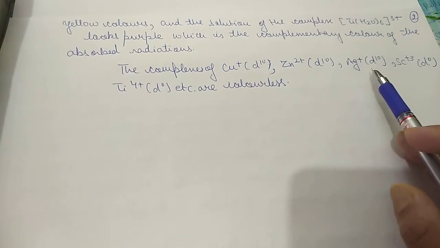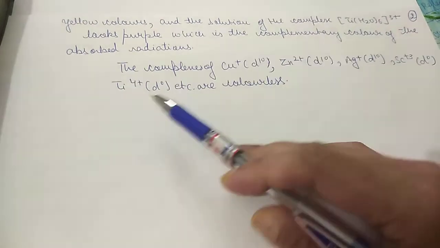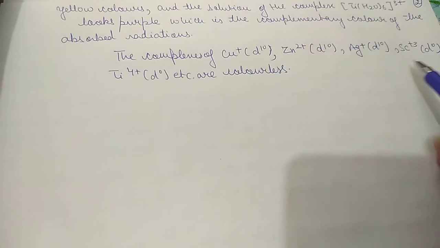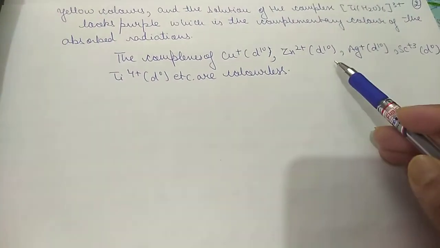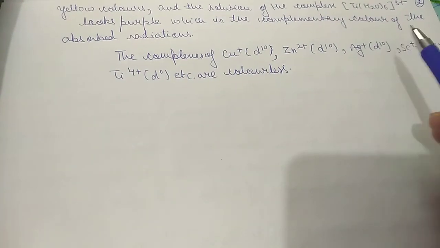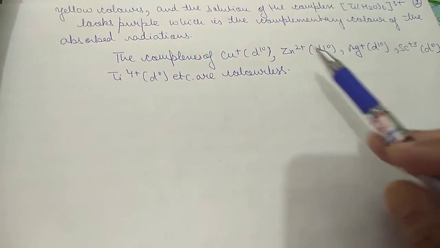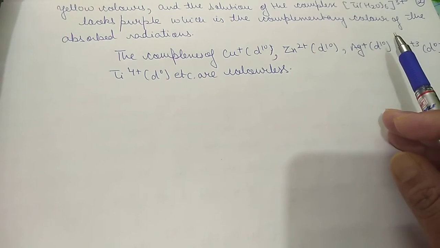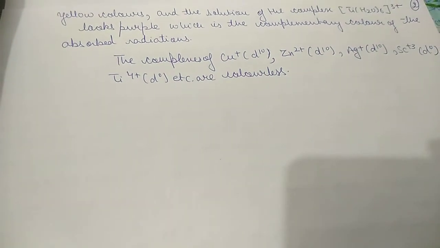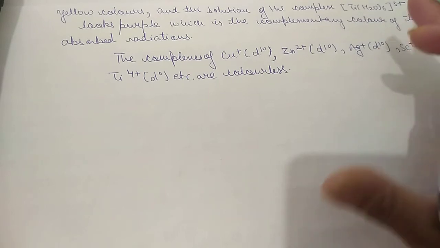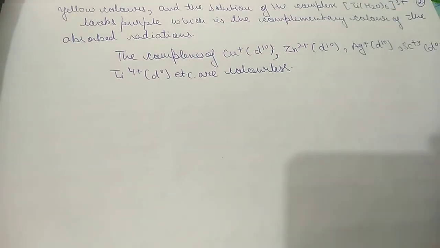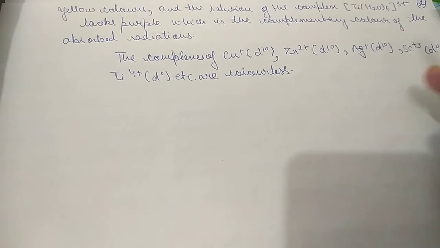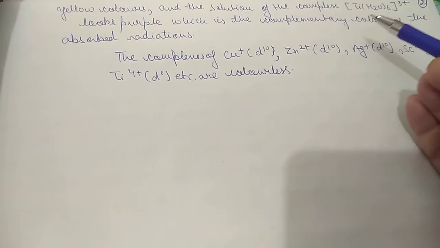Similar is the case in silver, while in the case of scandium and titanium, they do not have any unpaired electron, d0 and d0, and because of this, the excitation of the electron from lower energy orbital to higher energy orbital does not take place. So what happens? The light is absorbed, yes, but it is not reflected. Only the absorption takes place. That is why they appear colorless.